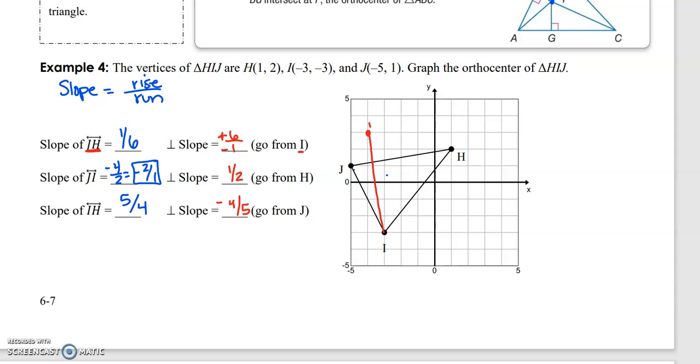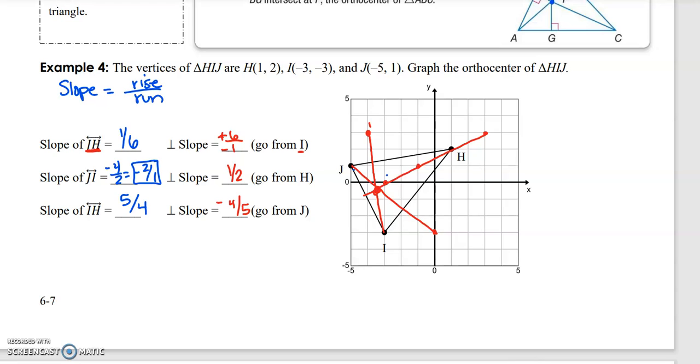Now we're going to go from H, and we're going to go up 1 over 2. You could also make them both negative, because negative over negative is a positive, so you could go down 1 over 2 if you wanted to, and go that direction, but you can also go up 1 over 2. All right, and then we're going to draw our line there. And then from J, last one, we're going to go down 4, 1, 2, 3, 4 over 5 and connect. So right here is our orthocenter.